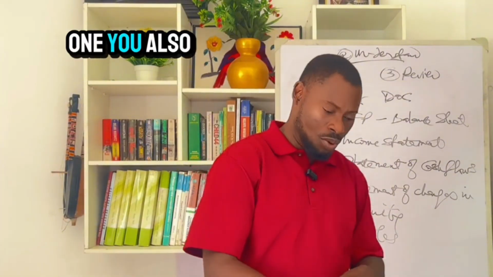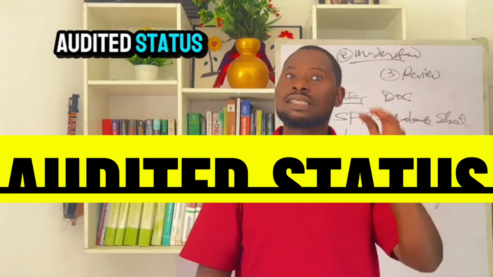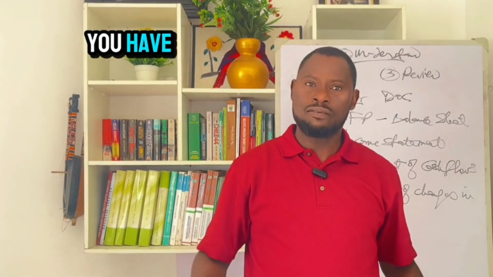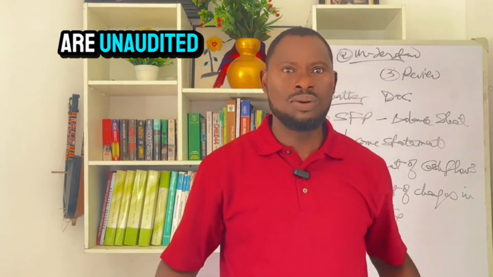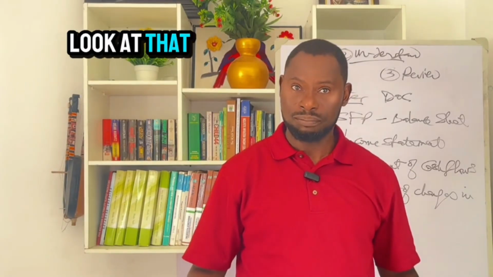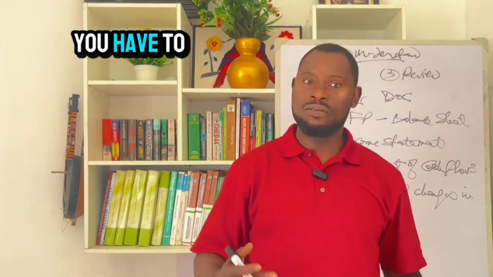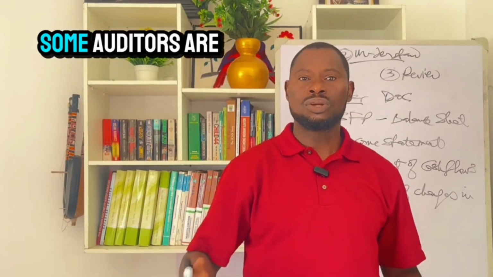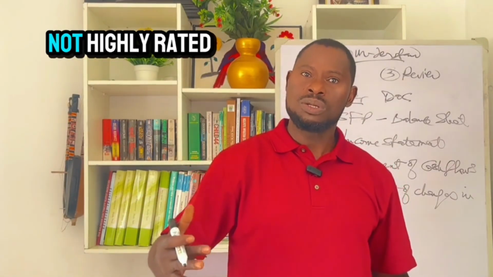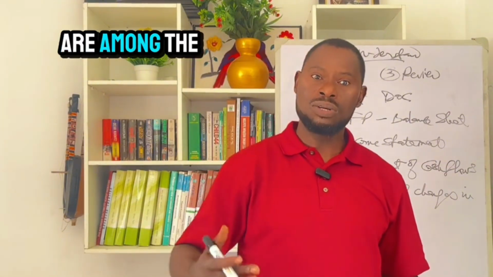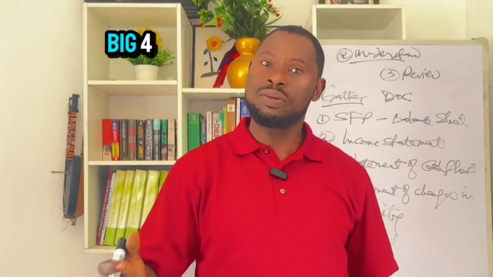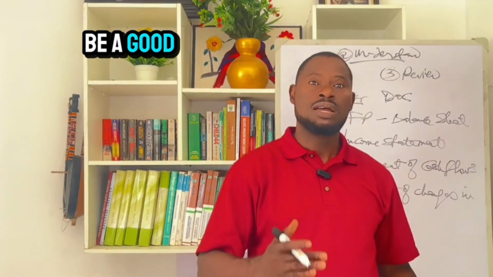Then the next one, you also look at the audited status. These are some of the reviews you make. The financial statements you have, have they been audited or are they unaudited? You have to look at that. Also, if they are audited, you have to ask what is the standing of the auditors? Some auditors are not highly rated. If you are among the Big 4, for instance, then you can say, oh, this company is audited by one of the Big 4, so it must be a good company.